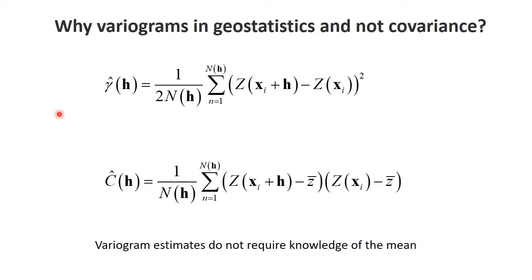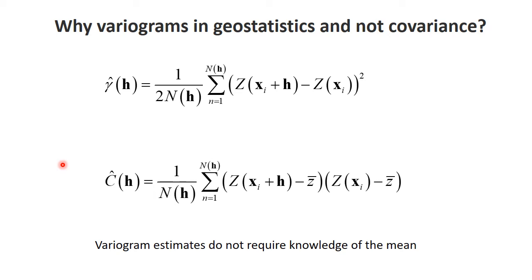So you say, why use variograms, geostatistics, and not covariance? If you look at the equation of the variogram versus covariance or correlogram, the correlogram would simply be standardized by the variance here. We notice a difference: in this equation I don't have the mean, and in this equation I do. So the variogram estimates do not require knowledge of the mean. And that's an important part. It theoretically has some interesting importance in terms of the stationary assumptions that we're going to have to make to do estimation. But practically, it also has some really important influences.